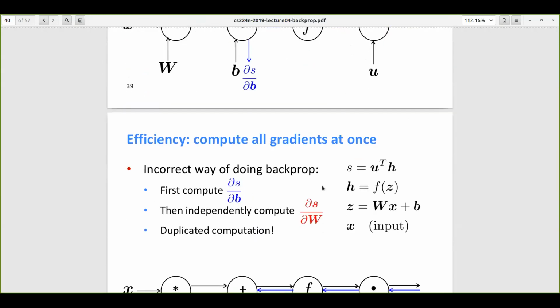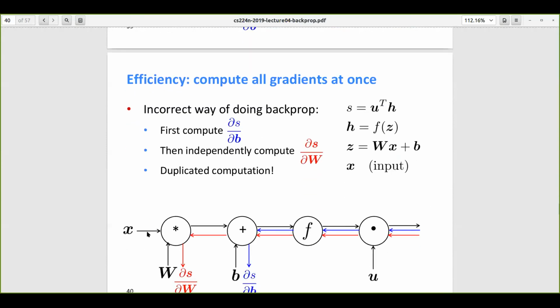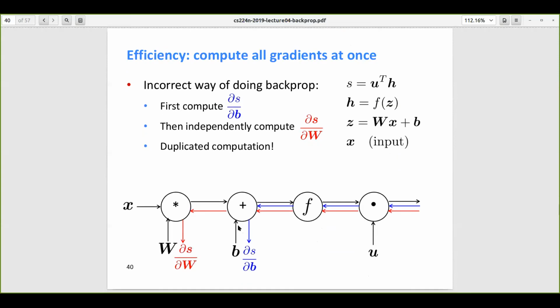So here we have this. We are starting with X input, right? And we are multiplying that with the weights and then adding bias to it, which would give us Z, this entire thing. We have that here. And Z is going to be passed through F, which is the activation function. The output of F is going to be H, and then H is being multiplied with U, and that's going to give us S.